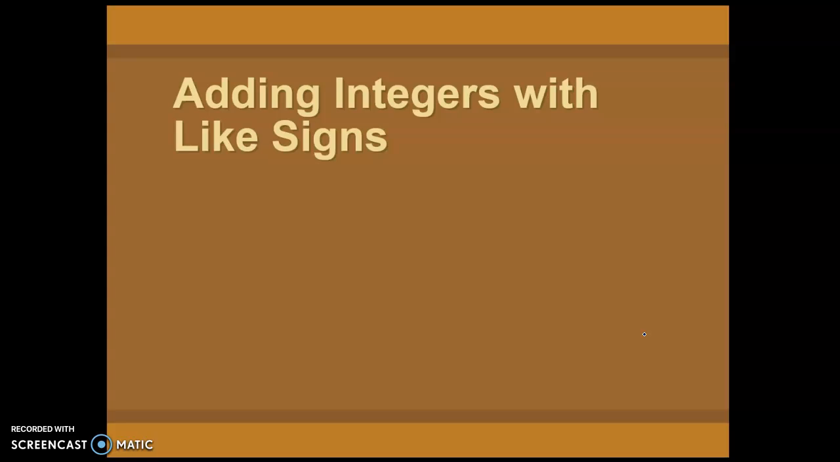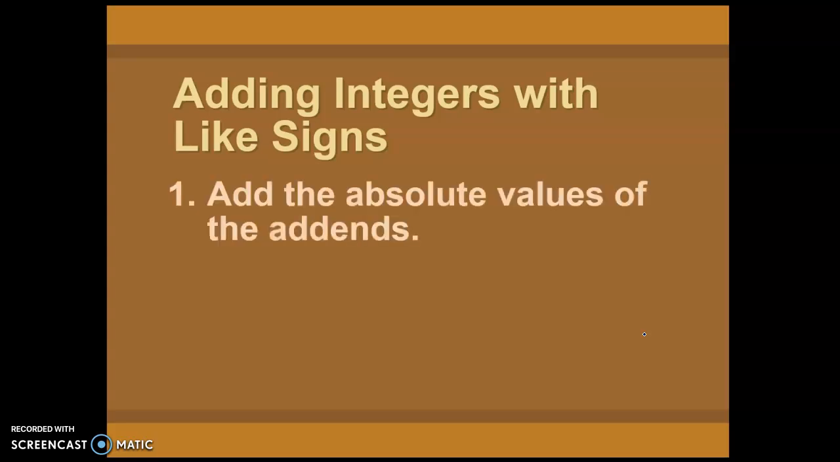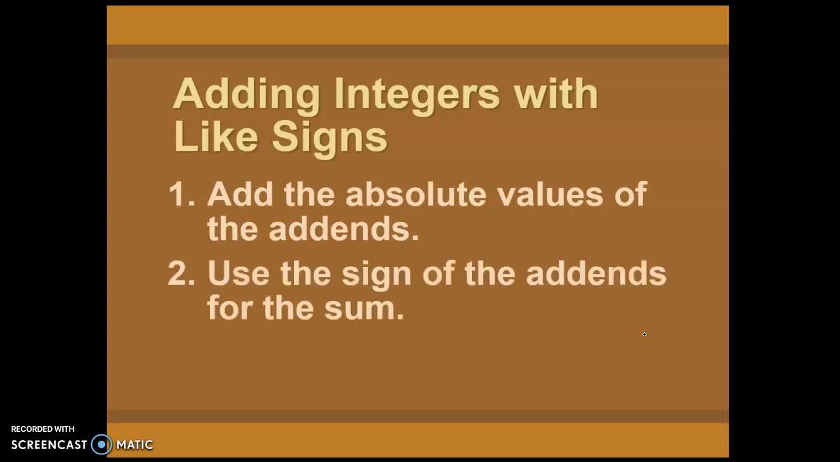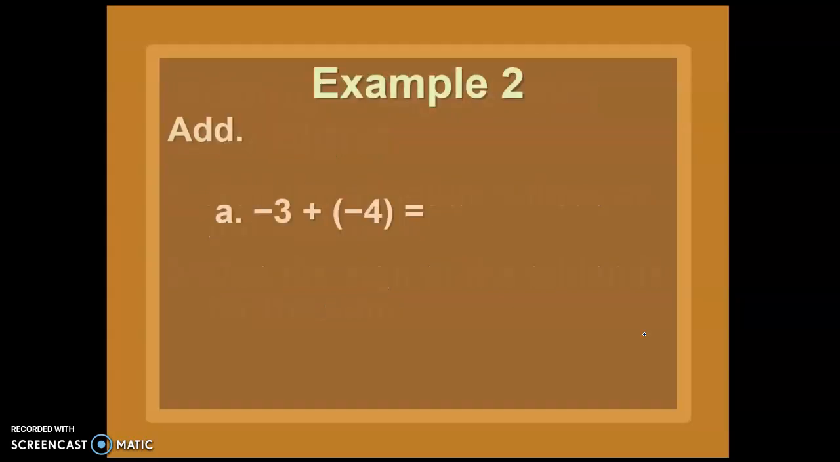When we are adding integers with the same sign, as in all of the integers that we're adding are positive or they're all negative, they all have the same sign, what we're going to do is add the absolute value of the addends, or the absolute value of the numbers, and after we've added the absolute value, we'll then use the sign of the addends for our final answer for the sum. So if we're adding all positive numbers, our final answer will be positive, and if we're adding all negative numbers, our final answer will be negative.